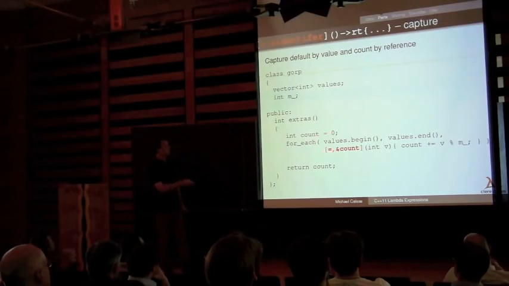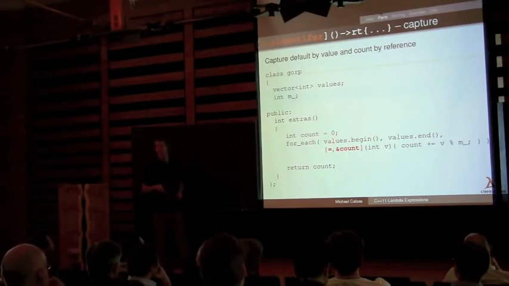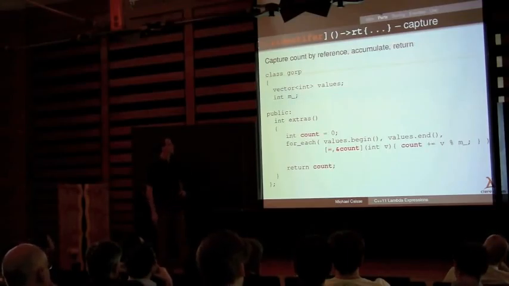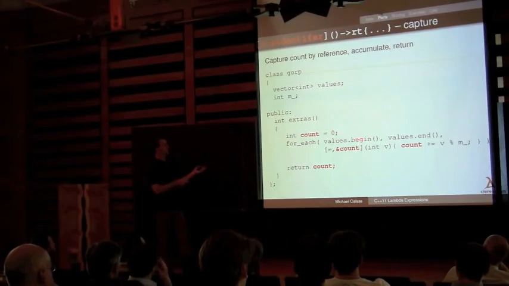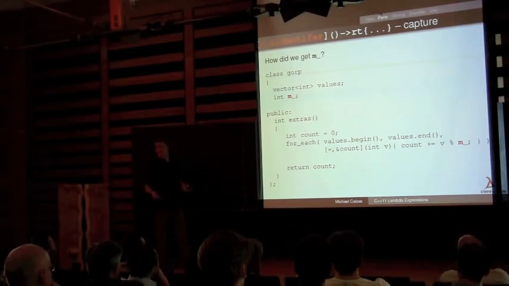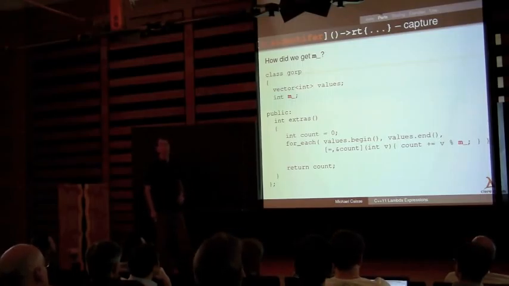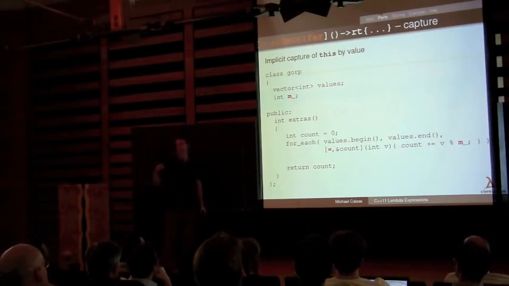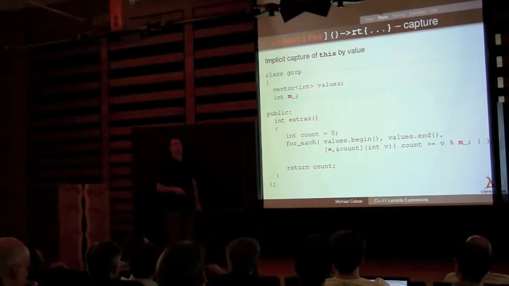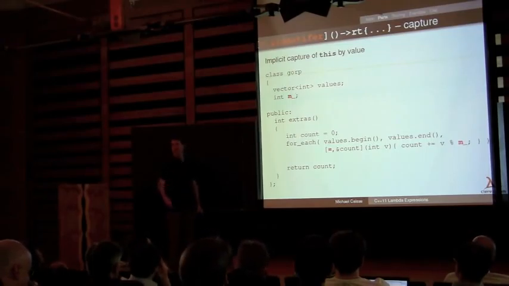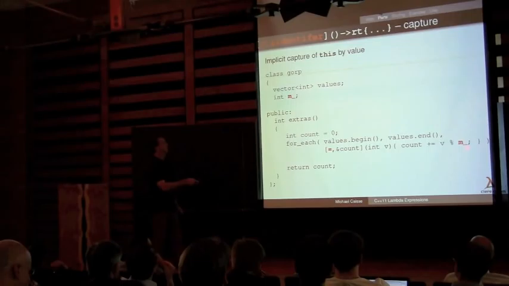All right, so count is being captured by reference. Count's easy. We've initialized it to 0. We're going to use that to accumulate our result and return it. But what's with m underscore? How in the world did we get m underscore? We captured this by value. The guy in the front row, we captured this by value. And so we have an implicit capture of this because we're using m underscore. Now we can treat anything that happened to be there as if it was within this local scope without using this. So m underscore is this.